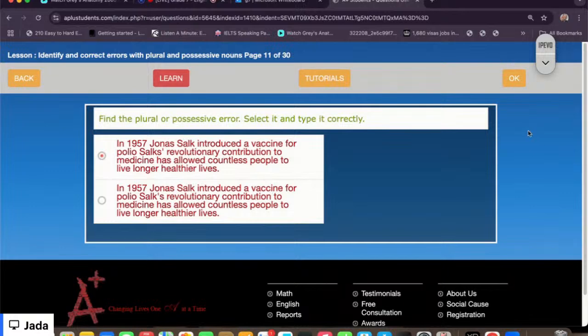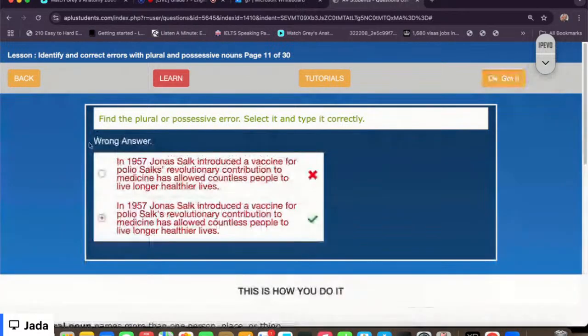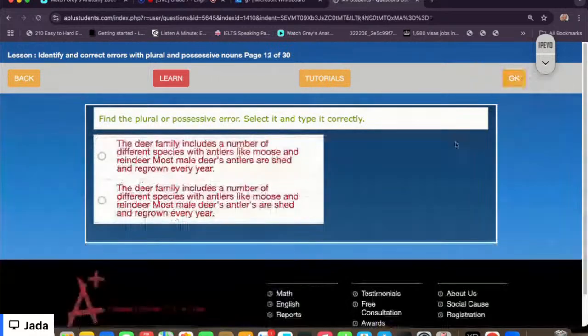Alright, so let's see. So if we say this one in plural possessive, it is wrong. It's singular. Okay, so it's singular possessive. Alright?